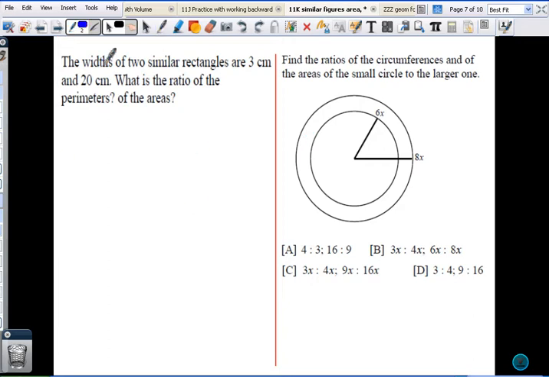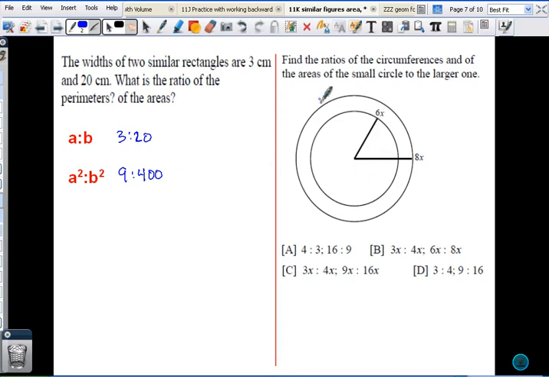Well, the perimeter ratio and the width ratio are the same. So I'm going to use my a to b and a squared to b squared again. A to b would just be 3 to 20. Okay, the ratio of perimeter is the same as the ratio of the lengths or the widths. And then to find the ratio of the areas, I'm just going to square, not multiply by 2. I'm going to square each of those numbers, and I get 9 to 400. All right.